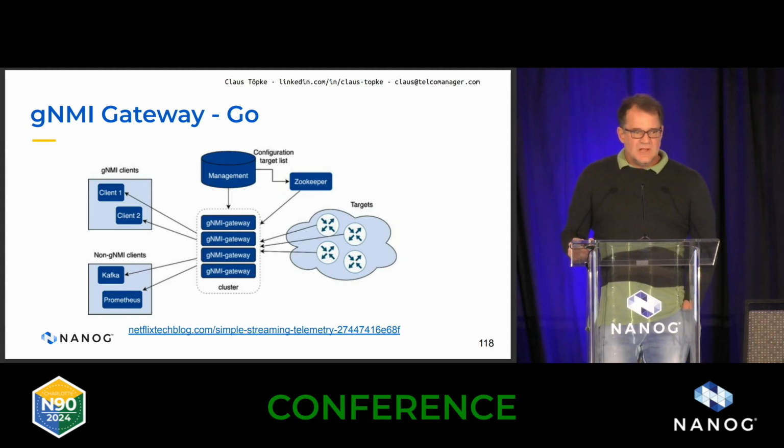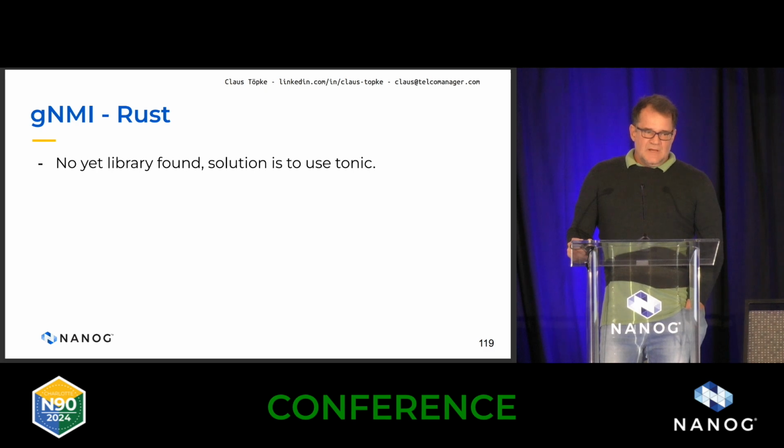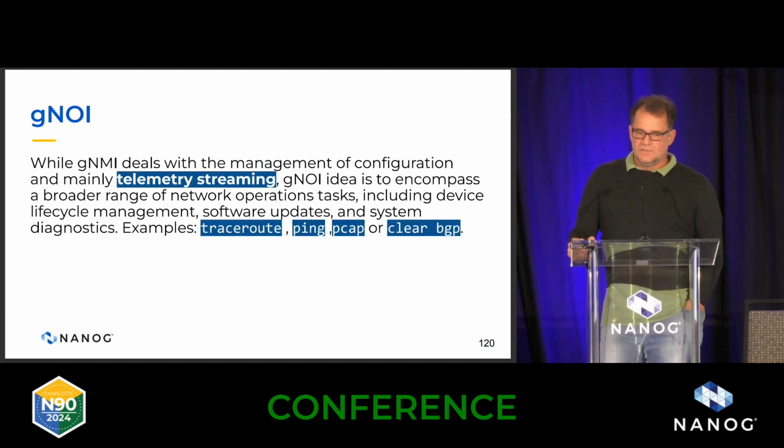Netflix created this gNMI gateway, which is a really interesting idea. It means you can have redundancy, and you can have a proxy that does the collection for you, and you have the same information everywhere. There are more details on that on the internet, but it's an interesting idea. I think it's a good thing that you can already use it. And gNMI for Rust, I didn't find anything for Rust. Of course, you have Tonic and you have gRPC. You can implement it yourself, but it's not as much as in Go.